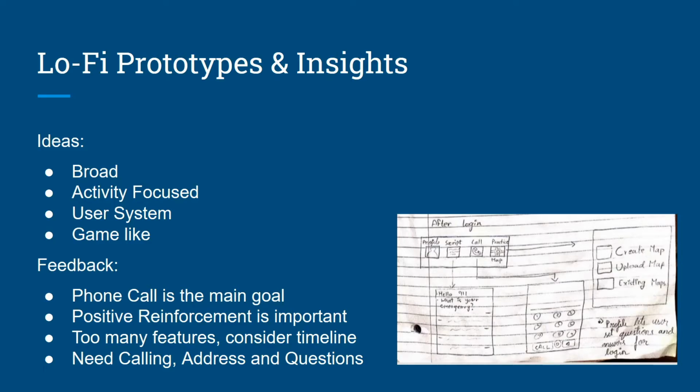Our lo-fi prototypes contain many different ideas. A lot of these main ideas presented were broad in both scope and unique ideas. Ideas we had during our lo-fi design phase were a user system, a web application, navigation to the phone app from within our main app, and achievements to gamify the app. The main feedback received was that the phone call is the main goal of the app. Other features are secondary. There were also conversations about the amount of features and needing to remove some features for later releases. We removed our web application idea and focused on calling and questions involved in a 911 call.